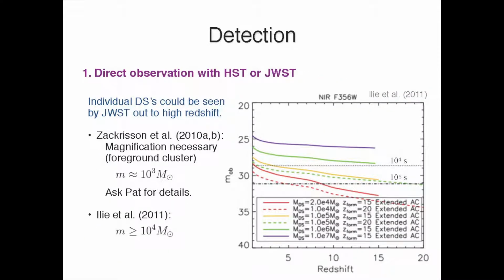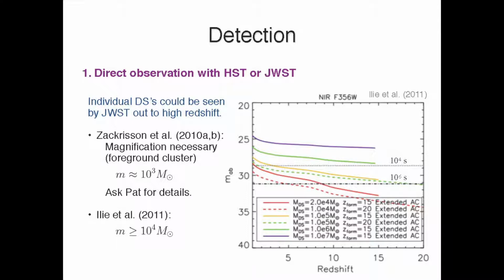So how do we detect them? I already mentioned direct observation with JWST is one possibility, and I'm just going to give you one quick picture of what that looks like. This is the sensitivity of JWST in the 3.56 micron band. This is the magnitude that it's sensitive to as a function of redshift. This is with an exposure of 10^4 seconds, and this is with an exposure of 10^6 seconds. The colored tracks are for dark stars of different masses, everywhere from 10^4 solar masses to 10^7 solar masses, either forming at redshift of 15 or 20.